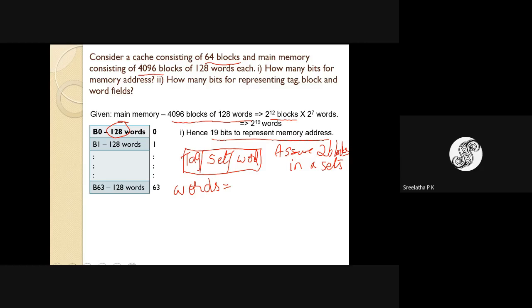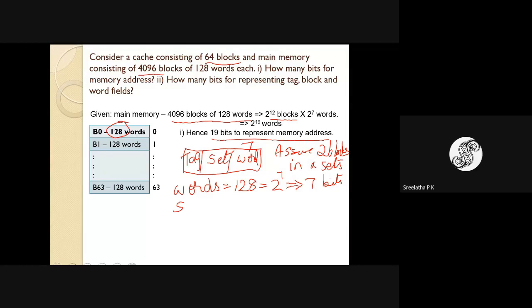How many words are there in one block? 128. There are 128 words. 128 is nothing but 2 power 7. So 7 bits are required for representing the word. Okay, word, 7 bits are required.